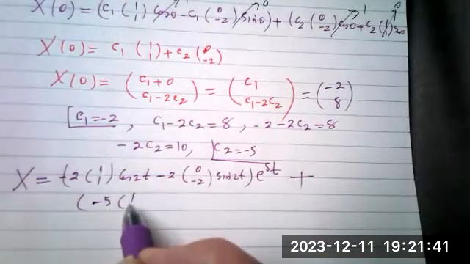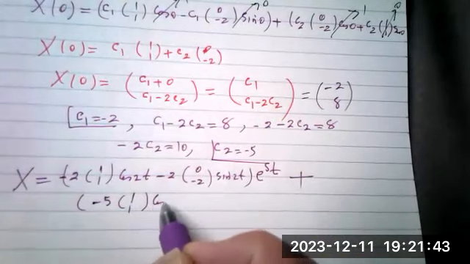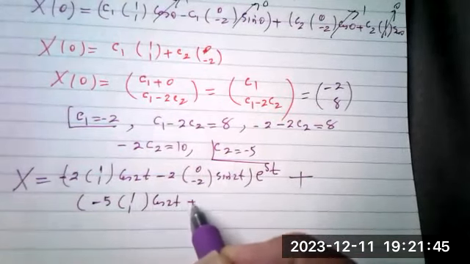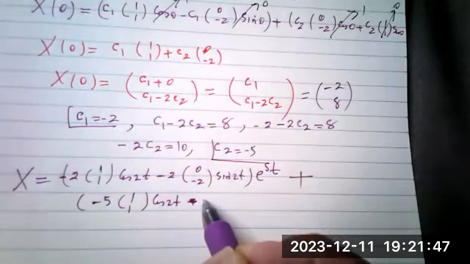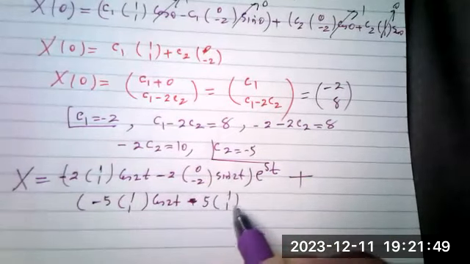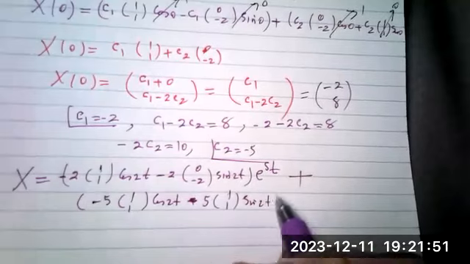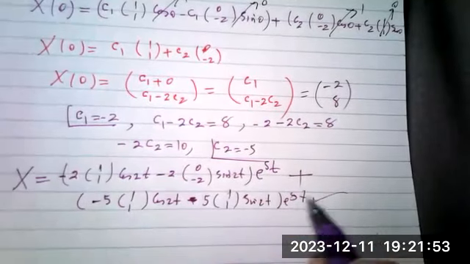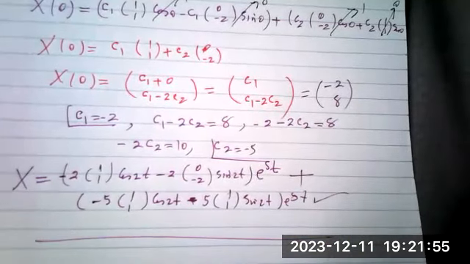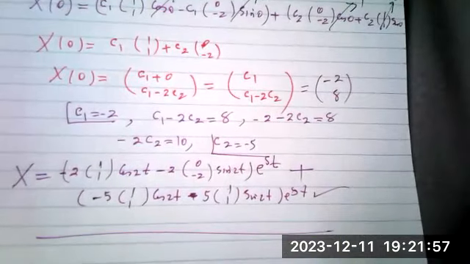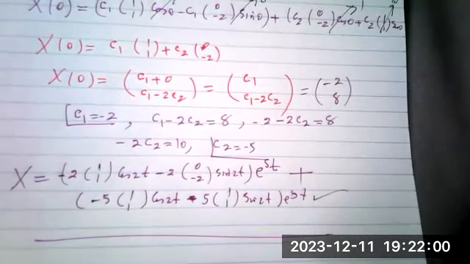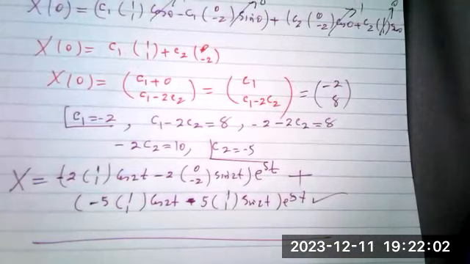Negative 5 times 1 cosine of the 2t plus, again, a negative 5, 1 sine of the 2t, e to the 5t. You can simplify it as much as you can. We accept it if you find those and put them together. You can do it separately if you like: find the x of t, y of t, and substitute. It's not a big deal.